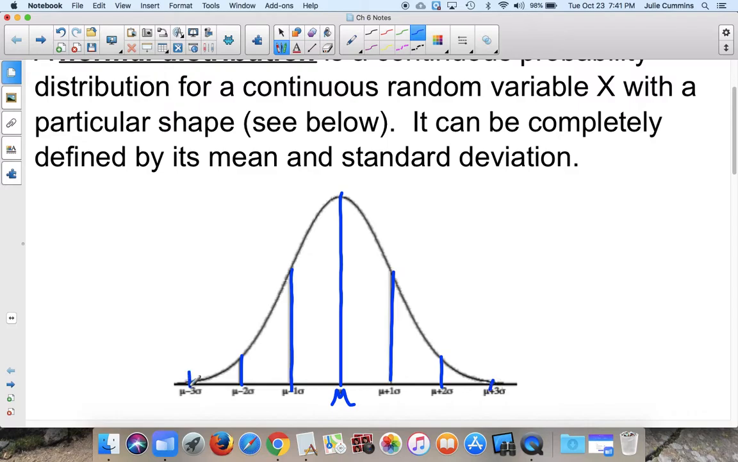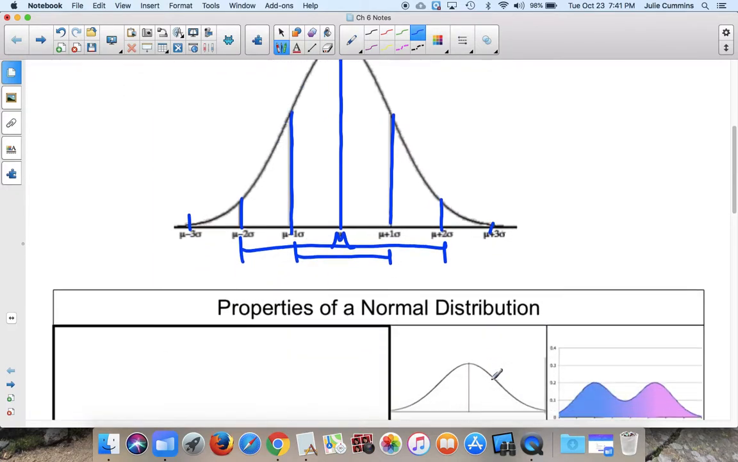This should look really familiar when we talked about the empirical rule. Remember how we said that 68% of values were within 1 standard deviation above and below, and 95% of the values were within 2 standard deviations above and below. So this should look pretty familiar to you.